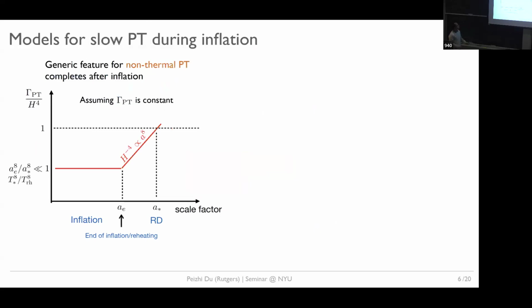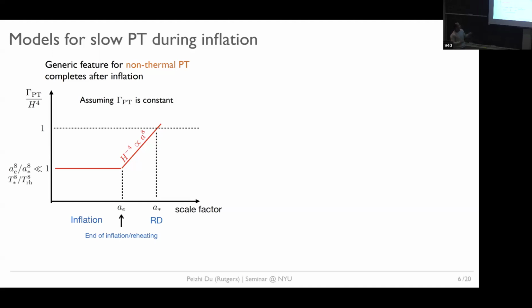Okay, good. So now you might ask, what kind of models can generate this, or what kind of phase transitions do we consider? You might think maybe some exotic phase transitions. Actually, it's not. I want to argue that it's a generic feature of non-thermal phase transitions that complete after inflation. What do we mean by non-thermal? Meaning that the order parameter is not temperature. We don't need temperature to trigger a phase transition, because we want the phase transition to start during inflation. There's no meaningful temperature parameter during inflation. So we want some non-thermal phase transition.